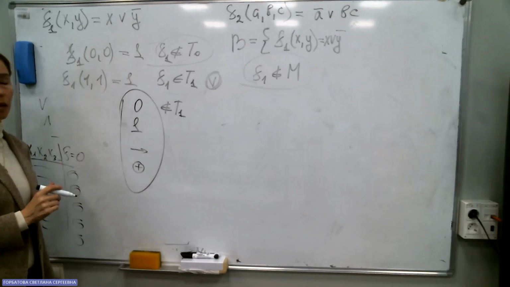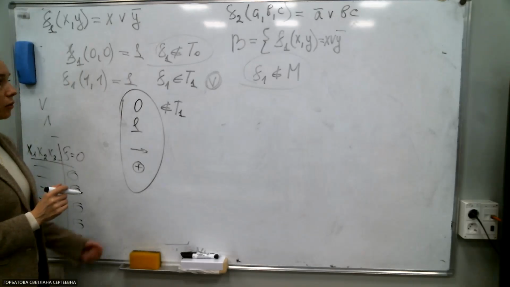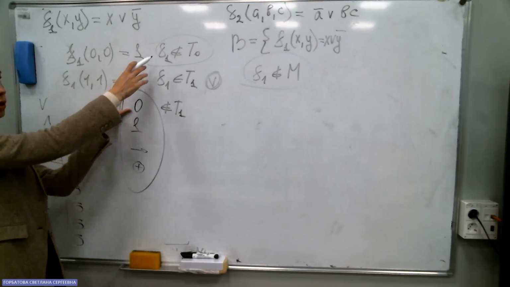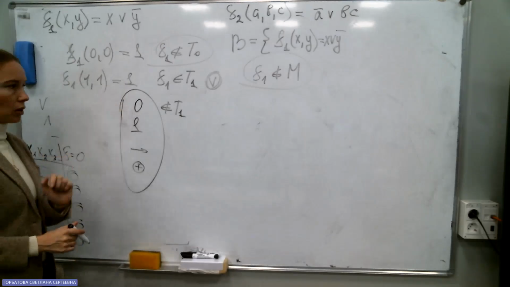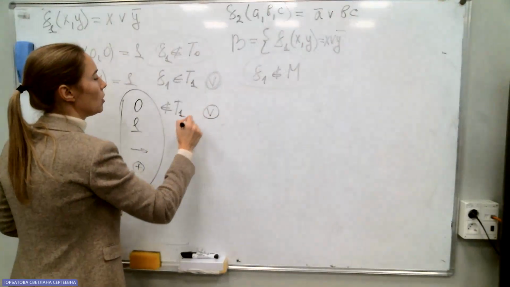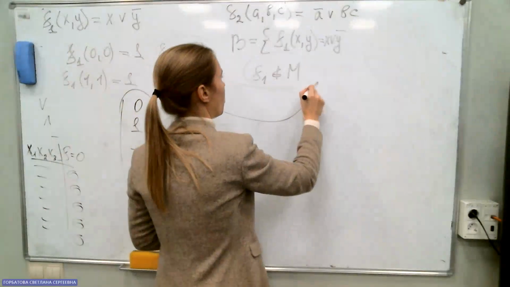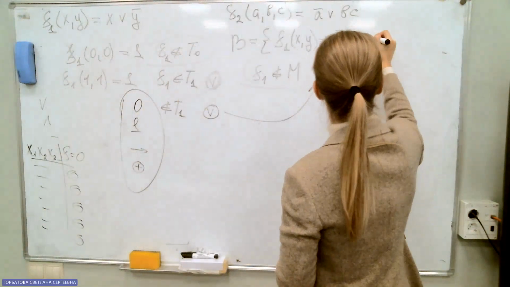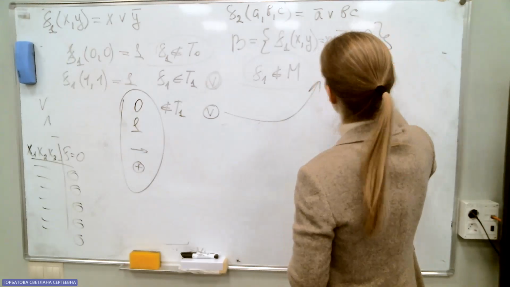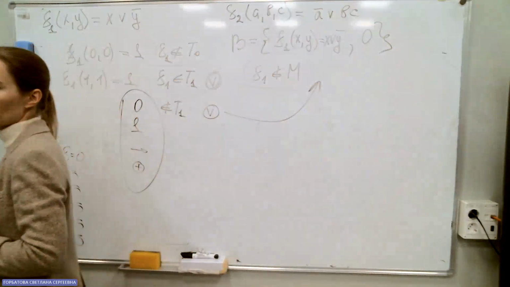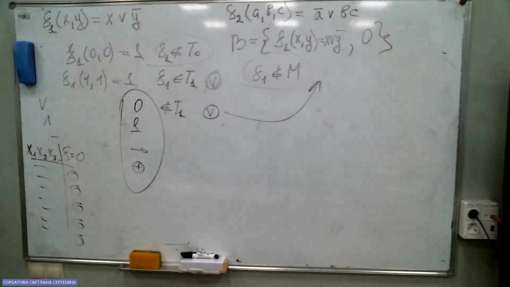So we need to check whether this function belongs to some other class or classes. For example, it belongs to T0, so it is suitable for our example. Comma 0. This is a basis. Is it clear why it is a basis?